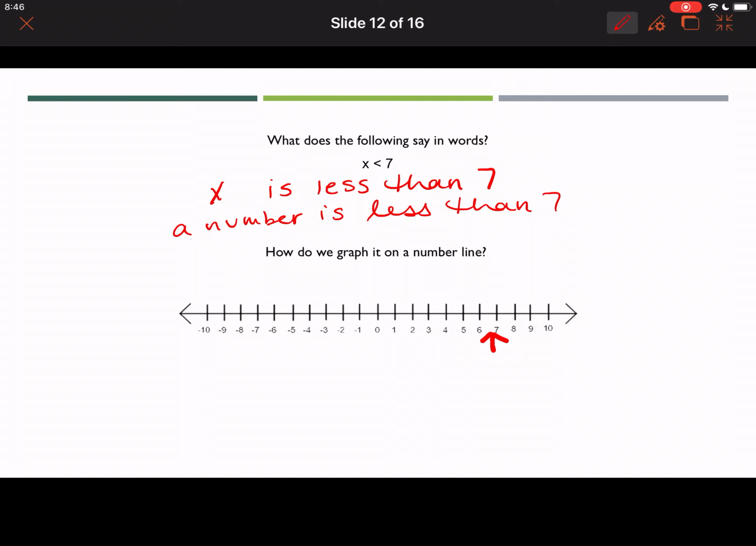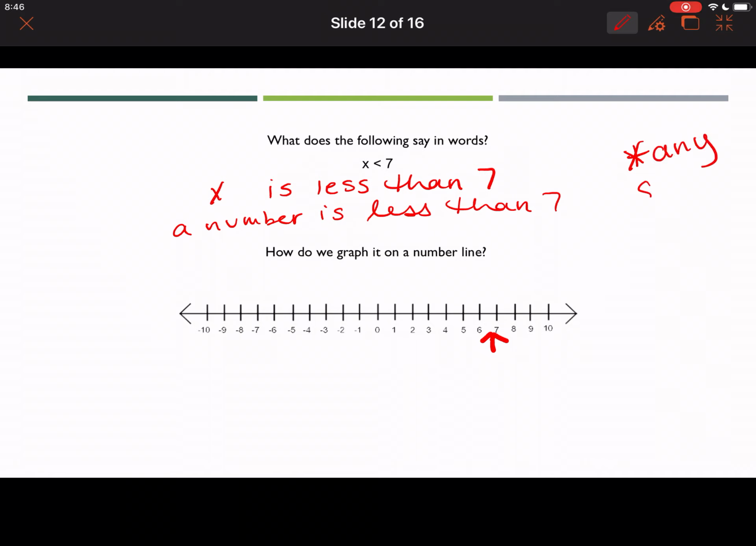6.5, -1.5, -3.3275, whatever, right? Square roots, anything. Any number that's to the left of that 7 on the number line. So what we want to do when we graph is we want any solutions. I'm going to write this down, and you should write this in your notes as well.